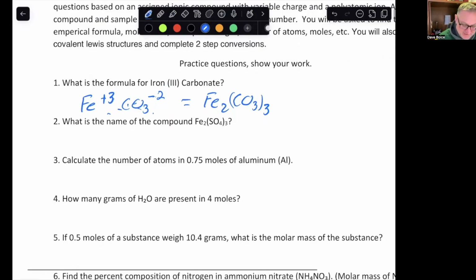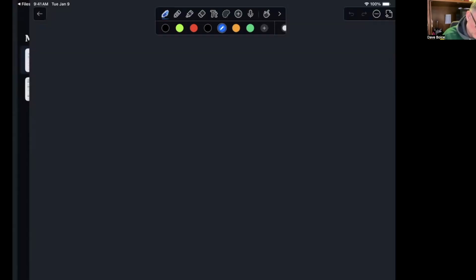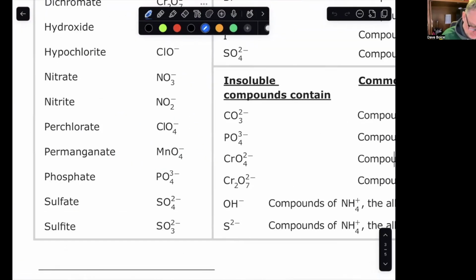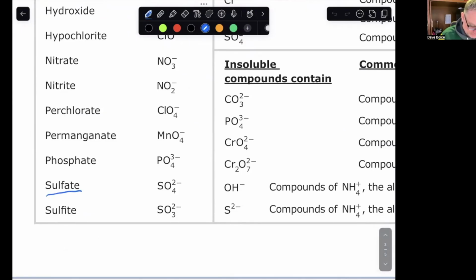Okay, what is the name of the compound Fe2(SO4)3? That's a pretty big compound, but we already know Fe is iron. Okay, and SO4, well, that looks like a polyatomic again. So what is SO4? Let's see. Here we go. Sulfate, not sulfite, sulfate. And that's got a -2 charge, which is going to be important for us to remember. So SO4 -2 is sulfate.